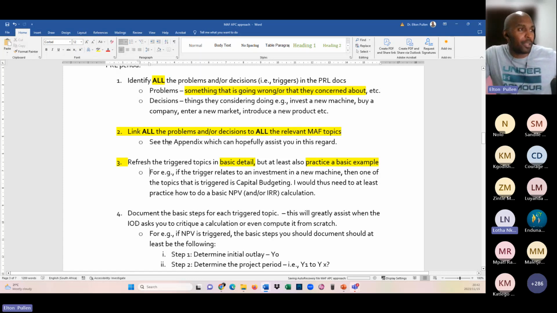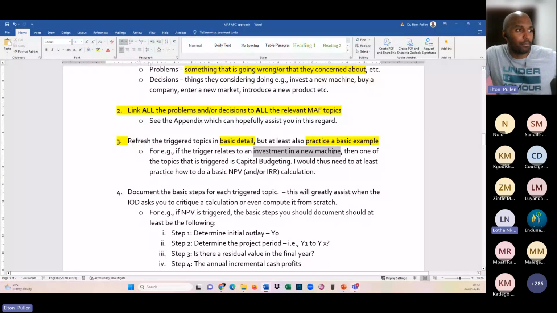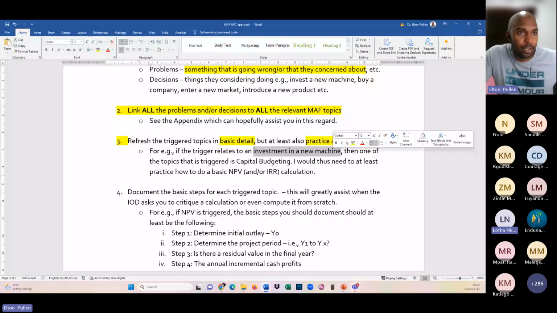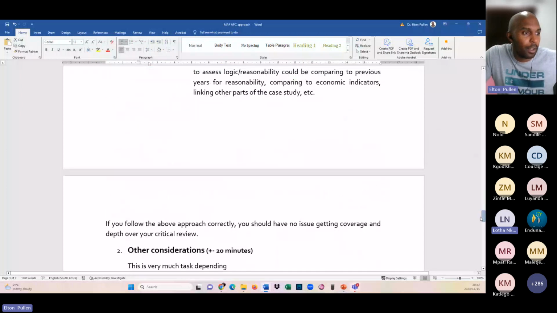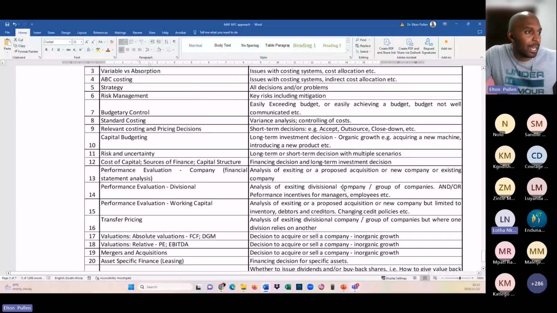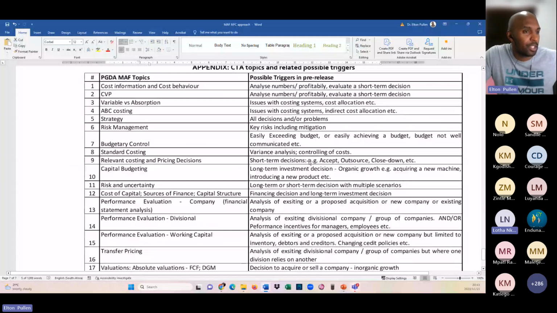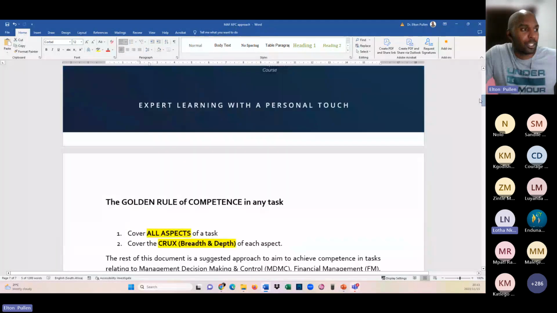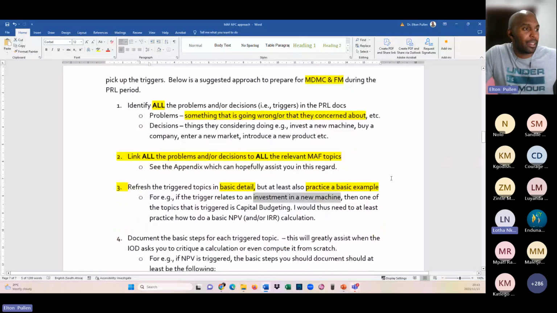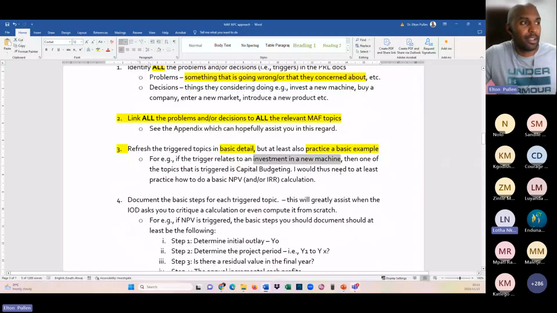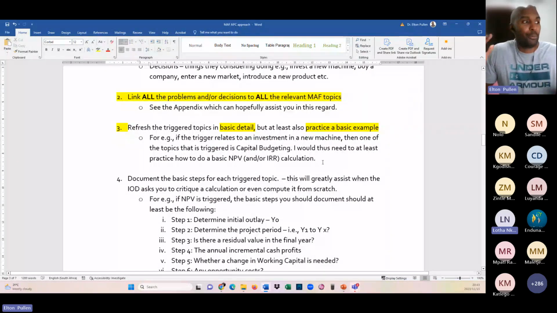For example, if a trigger relates to an investment in a new machine, let's just go to this document. That's the trigger: investment in a new machine, which is most likely a long-term decision. So that's going to be capital budgeting that I need to go and revisit. I go to my capital budgeting notes and refresh capital budgeting, and then I would also at least practice a basic example on capital budgeting. So that's step 3.